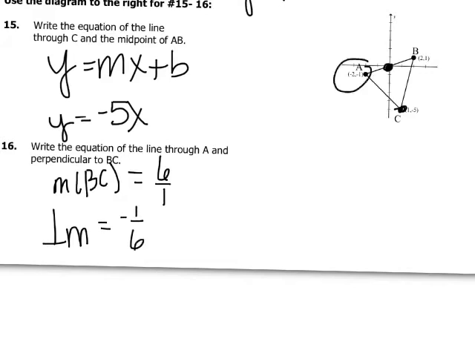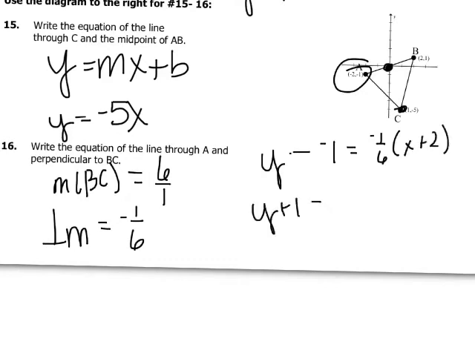And I want to go through the point negative 2, 1. So y minus negative 1 equals negative 1/6 x plus 2 minus negative 2. Y plus 1 equals negative 1/6 x minus 1/3. I reduce 2 over 6. Y equals, subtract 1 minus 4/3.